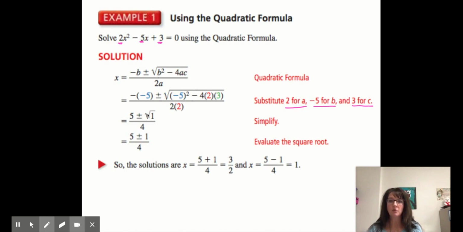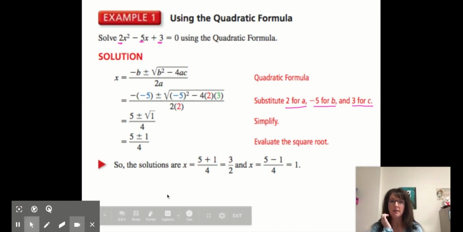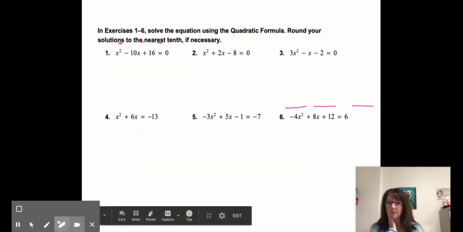So 5 plus or minus the square root of 1, so that can give us 5 plus 1 divided by 4, or 5 minus 1 divided by 4. And we have 2 solutions then, 3 over 2 or 1. So we'll see about that in just a minute. Let's erase this.